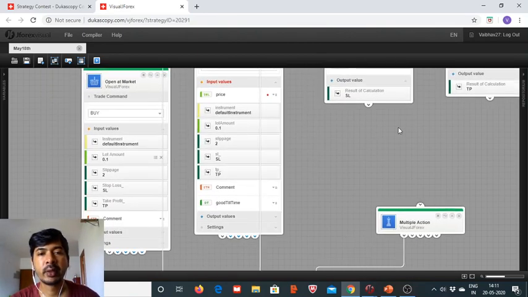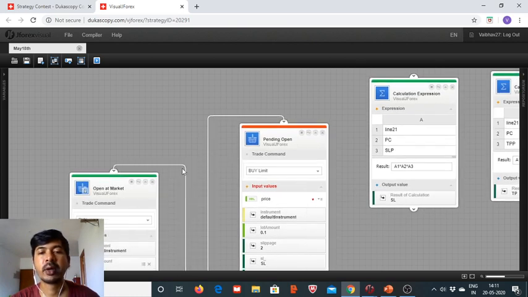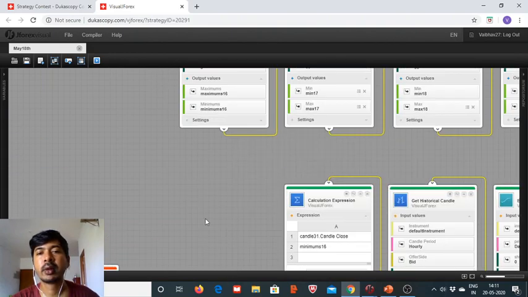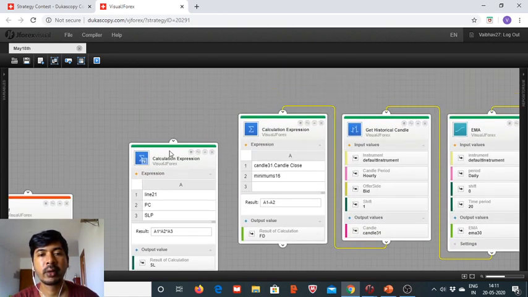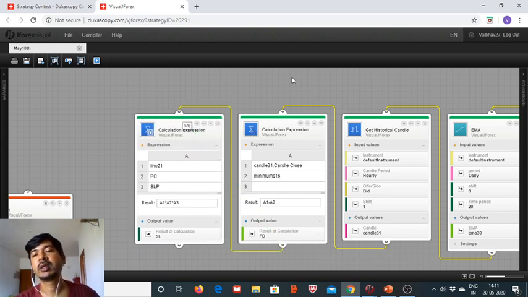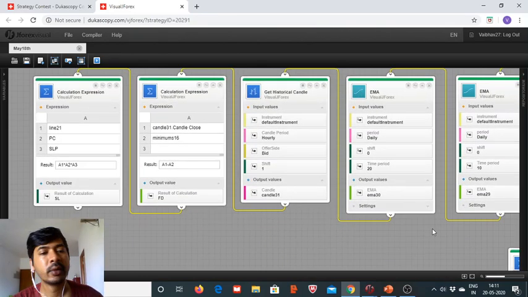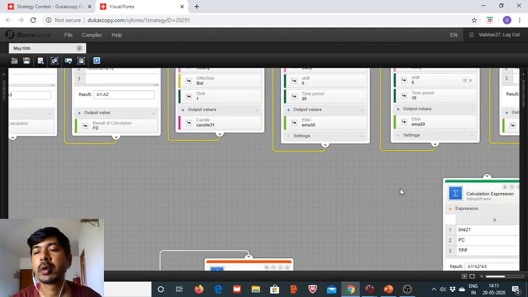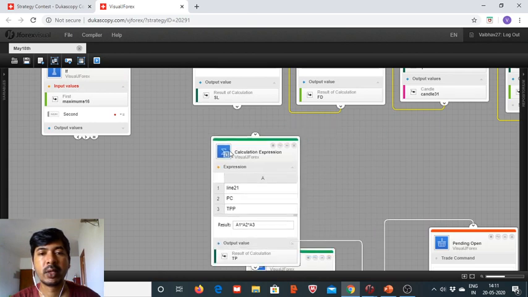So here, so far so good. We need to do the price calculation for the open price. We haven't done that just yet, so we make this here. Now two calculations are remaining. One is for the open price for the pending open, and the other is for the order validity time. We line up this here.